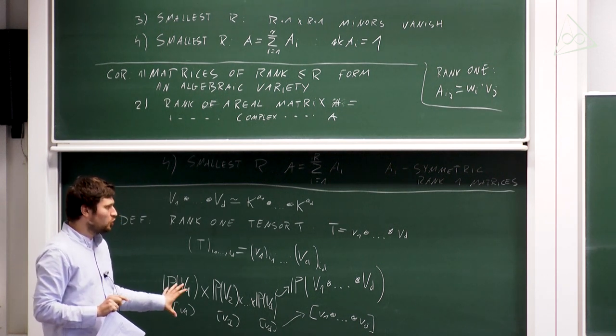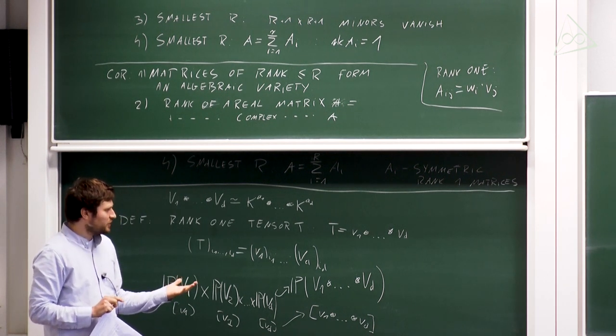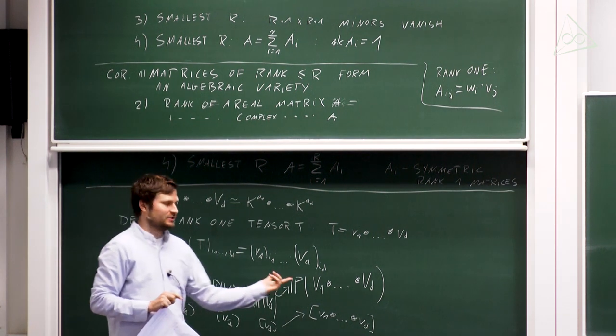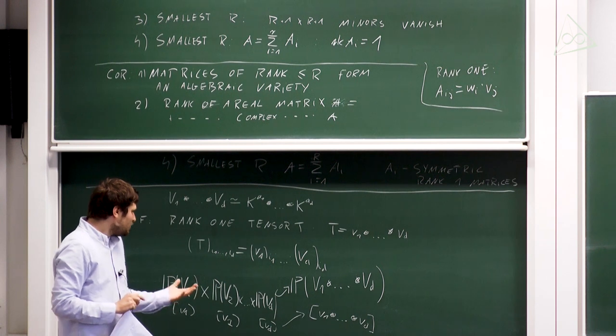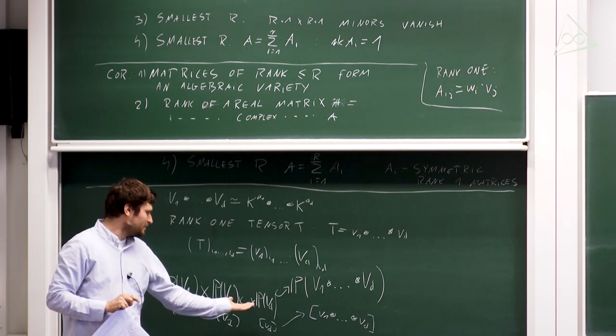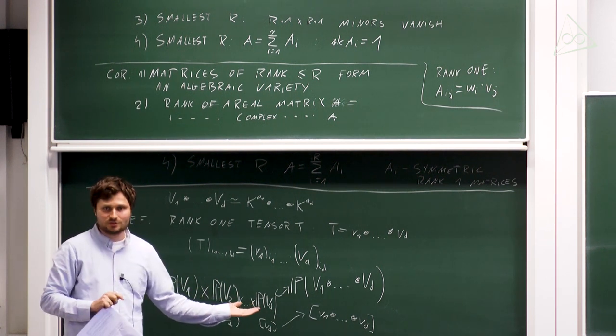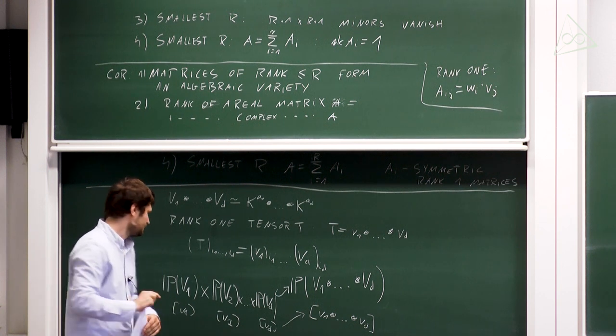So what's the conclusion of this? The conclusion is that rank one tensors, they are the Segre variety. Rank one tensors are geometrically just a product of projective spaces.